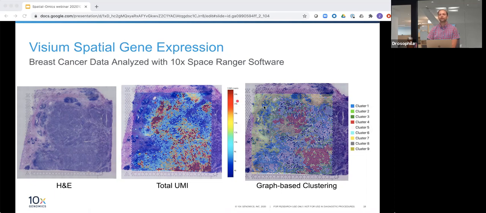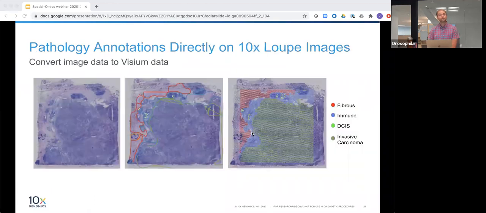You can take this to the next step and look at that spatially naive clustering overlaid on top of the image. So you can see that these definitely form unique clusters that seem to correlate well with the structure of this tissue. You can take this another way. You can have a pathologist annotate this for you. So in this case, we asked a pathologist to take a look at this and tell us what was in there.